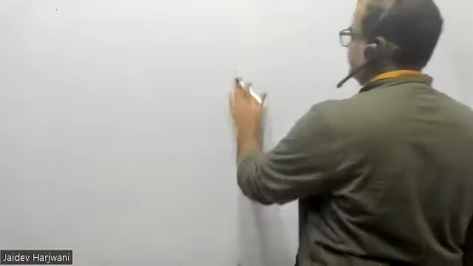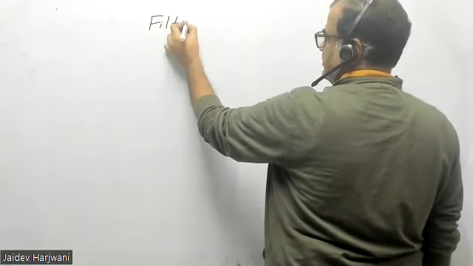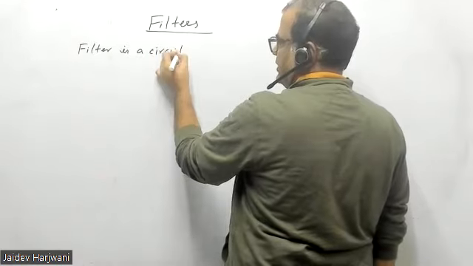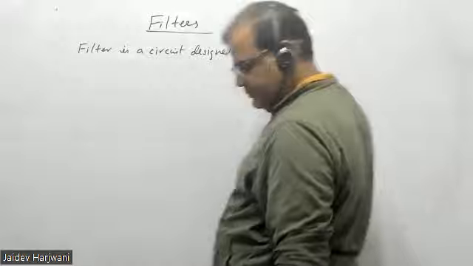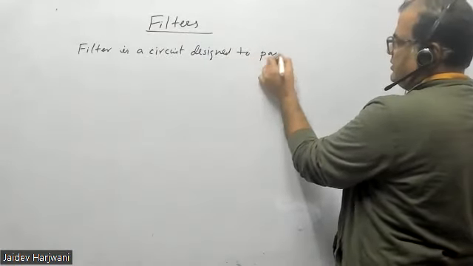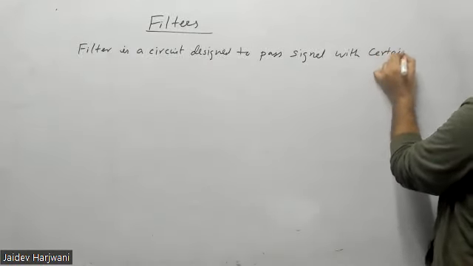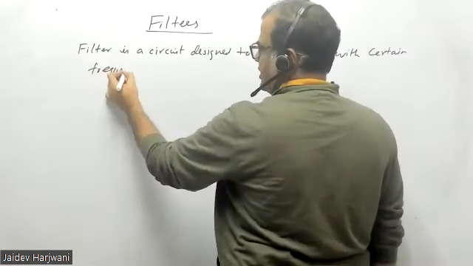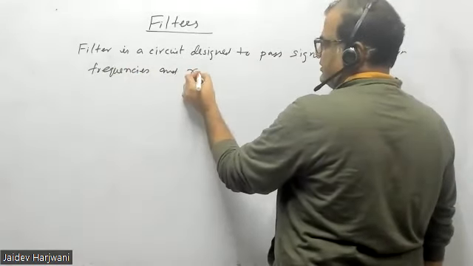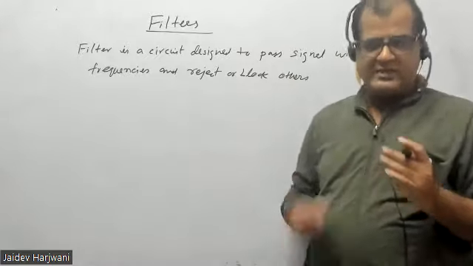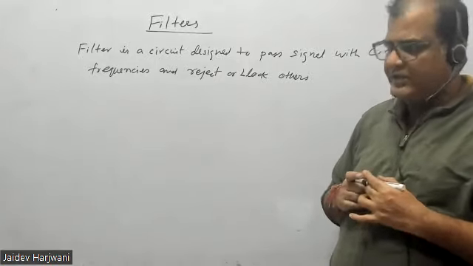So now we are starting filters. So what is a filter? A filter is a circuit designed to pass signals with certain frequencies, a certain range of frequencies, and reject or block others. Okay, so you want to pass some frequencies, and others you want to block. That is the use of a filter.